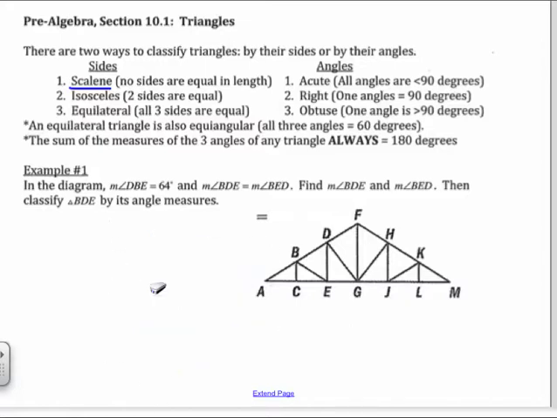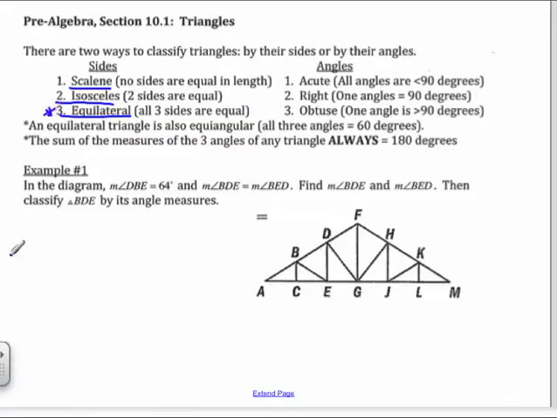The next one is isosceles. That means out of three sides, two of them have the same length. Equilateral, well, it's kind of hinted in the name. It means all of the sides have the same length. Now, there's something interesting about this, and we'll get back to it in a minute.